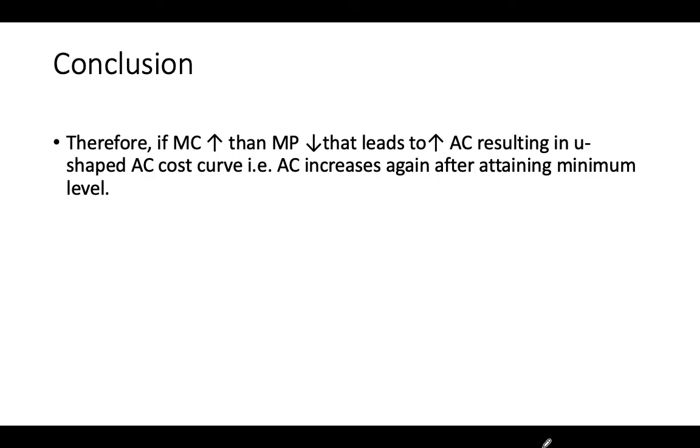So to conclude, I'm again repeating it to make it easier for you to understand that if the marginal cost increases, then marginal product reduces. Marginal cost is additional cost, marginal product is additional output. That leads to higher average cost, resulting in a U-shaped average cost curve. That is, average cost increases again after attaining the minimum level.